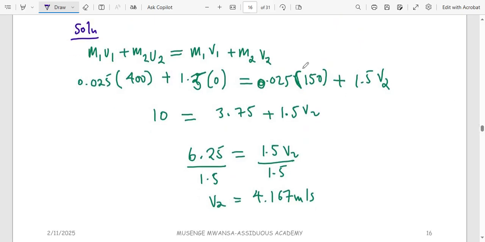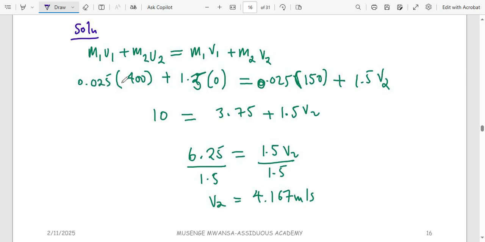So simply say m1u1 plus m2u2 is equal to m1v1 plus m2v2. The bullet has a mass of 25 grams. Convert that to kg by dividing by 1000. That will be 0.025. It was initially moving at a velocity of 400. The block was not moving. It has a mass of 1.5 kg, but its velocity was zero because it wasn't moving initially. After impact, the bullet is still having the same mass of 0.025, but now the velocity reduced to 150. And then plus the mass of the block is 1.5, but we want to find out the velocity at which it will be moving, v2.